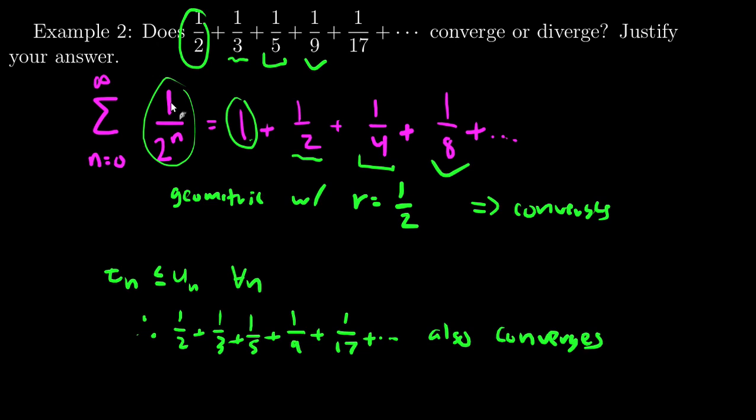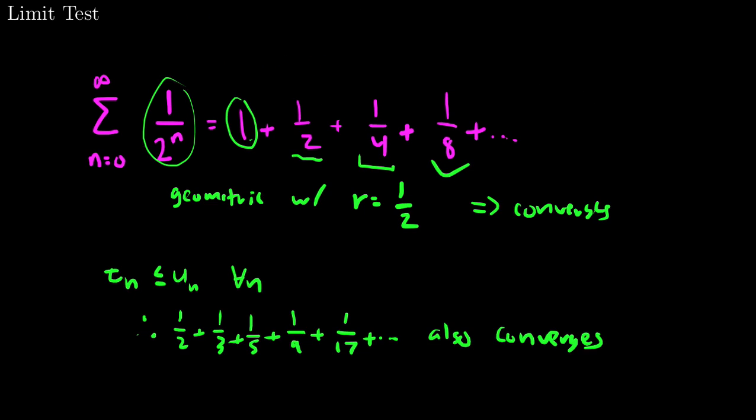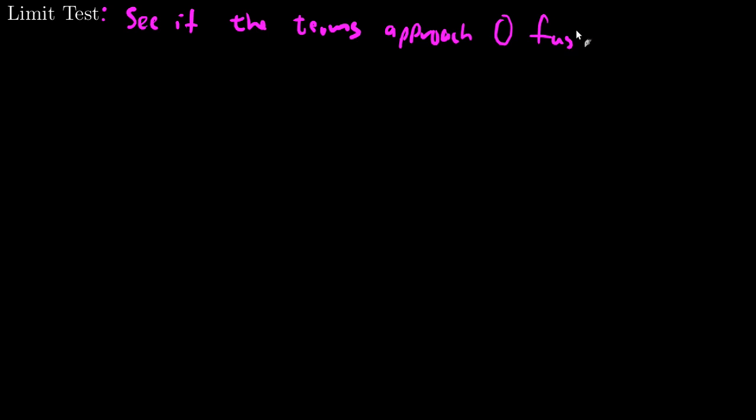So the direct comparison test is super useful, super powerful, but it can be hard sometimes to see what that U series or U sequence is. This one is actually very useful, easier to get started, but can be difficult to finish off. And here's the idea. The limit test basically does this check. It checks to see if the terms approach 0 fast enough.